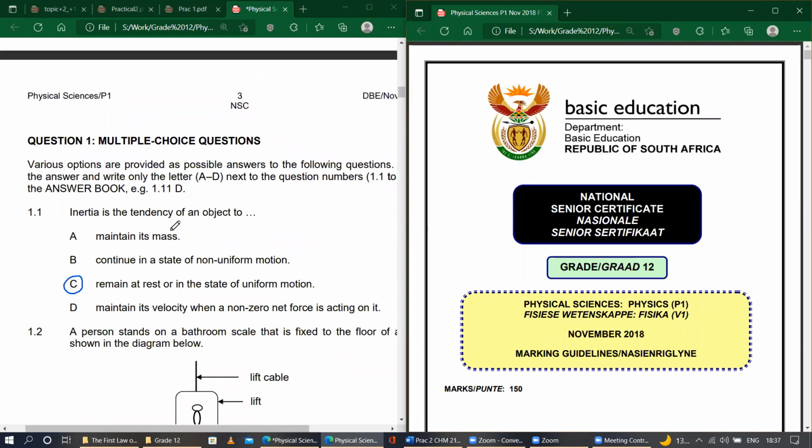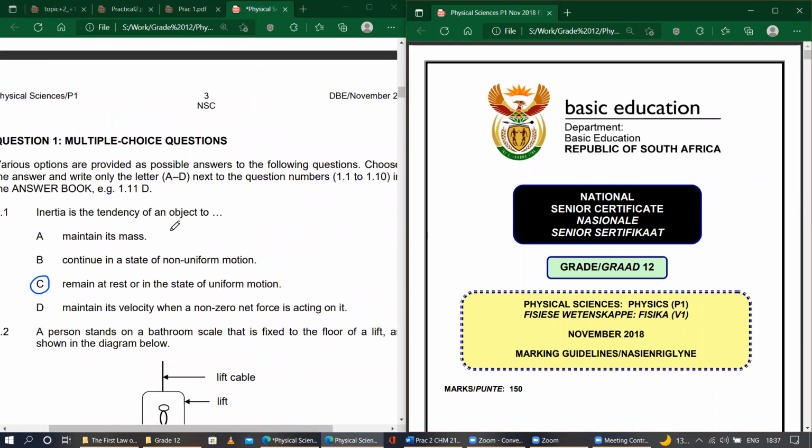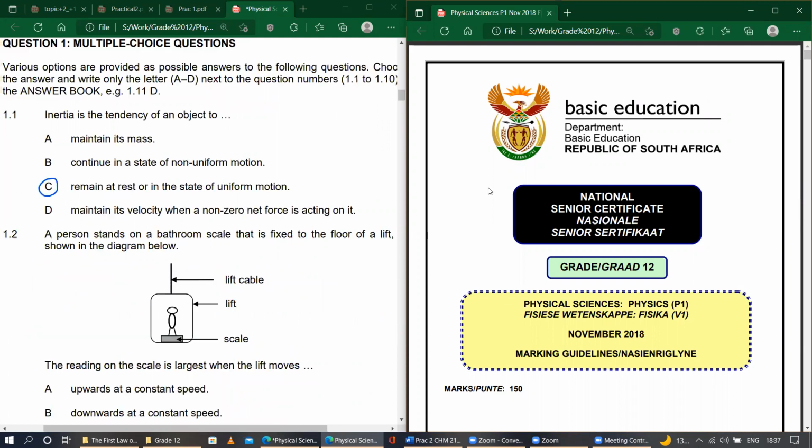So can you see everything properly? Yes, sir. Okay.